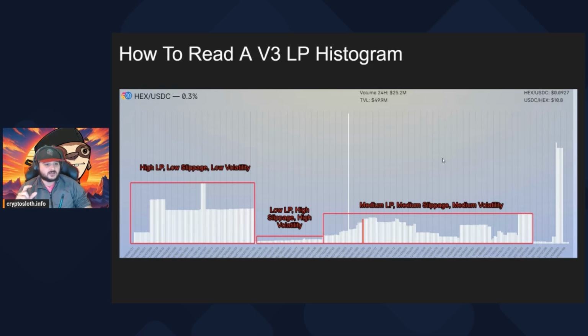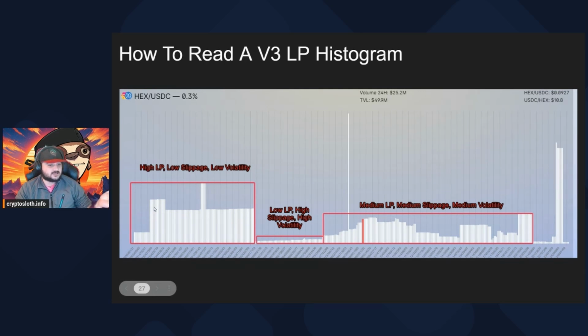So this is pulled from corkey.eth, amazing website. I'll link it in the description. And this was back when Hex was about 9 cents. So, better days, you could say. But I like this graph specifically because it shows you how within one liquidity pool, you can have very different types of liquidity across different price ranges. And so what we see here is that there's a high amount of liquidity from this price to this price.